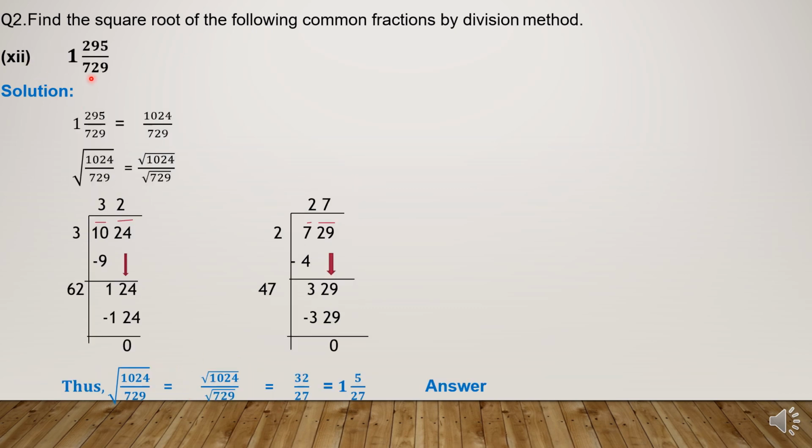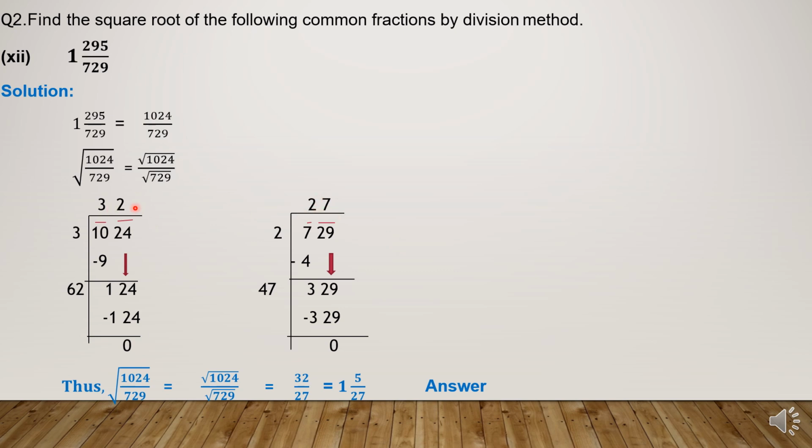Last part of this question is again in the form of a compound fraction. 1 whole 295 by 729. The same method, students. First we will convert the compound fraction into simple. 729 and 1 will be multiplied with each other. The product will be added to 295 and we get 1024. The denominator will come as it is. Take the square root of both numerator and denominator. By making pairs, we will get 32 here and here we will get 27.